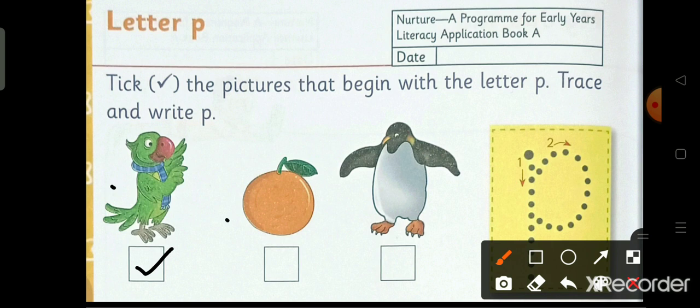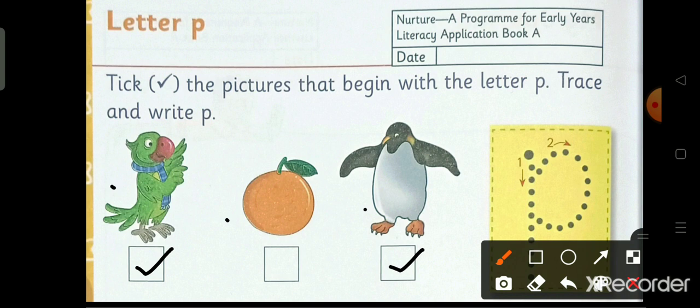Okay. Which picture is this? This is picture of orange. Orange starts with letter O. So we are not going to put a tick mark here, because we are going to put a tick only for the pictures that begin with letter P. Now next, which picture is this? This is a penguin. Penguin starts with letter P. So we are going to make a tick mark.